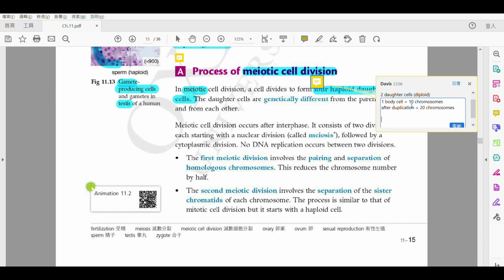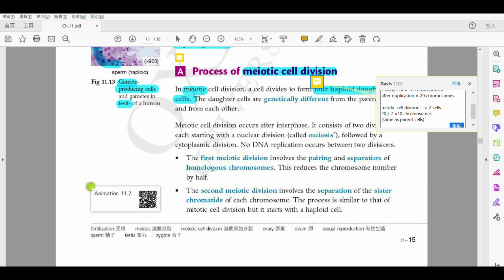So after duplication, this time it carries out mitotic cell division. So mitotic cell division will become 2 cells, right? 2 daughter cells. And then the final number of chromosomes in each daughter cell should be very easy: 20 divided by 2. So eventually it will be 10 chromosomes. This is the same as the parent cell, right?